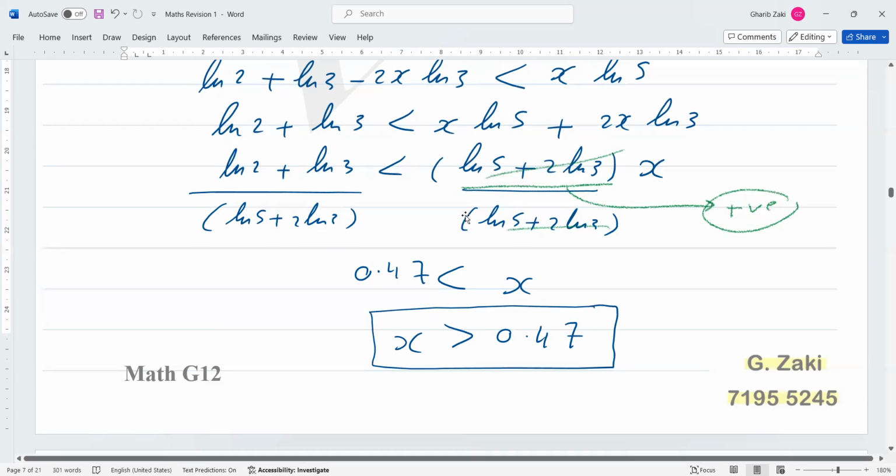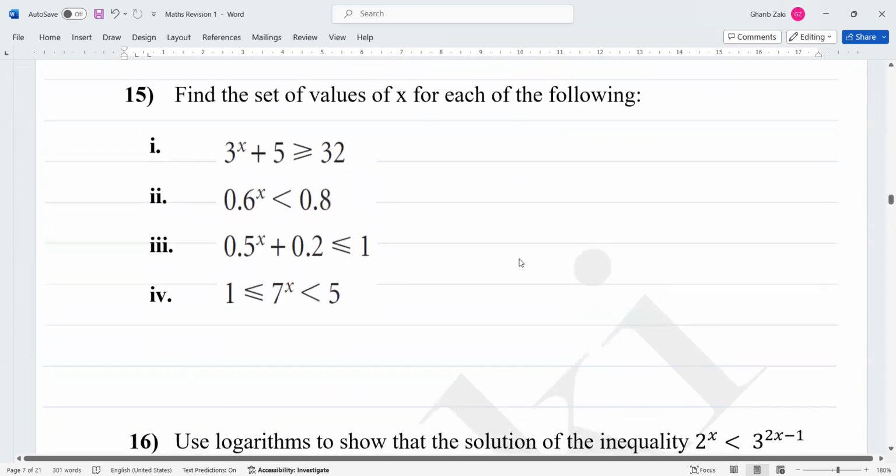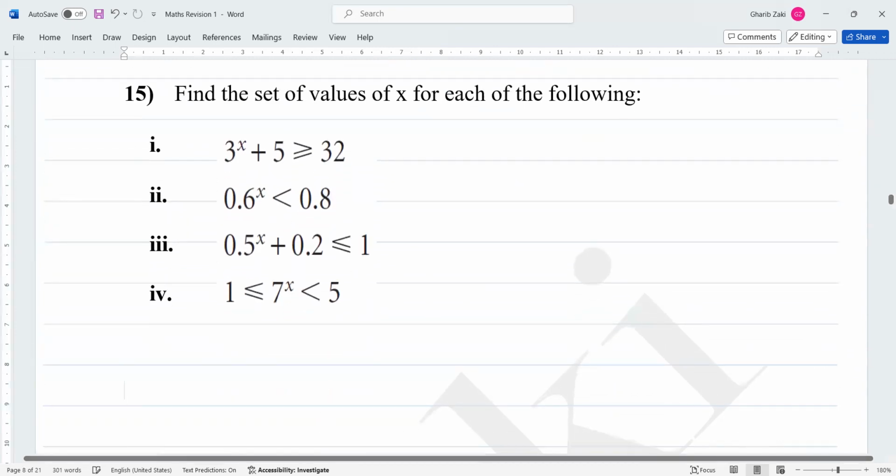Okay? Now, let us solve this question. Try with me. Find the set of values. Try to solve it quickly, okay? And I will help you, because after the next question, we take a break for prayer and return. So try to solve this as quickly as you can.